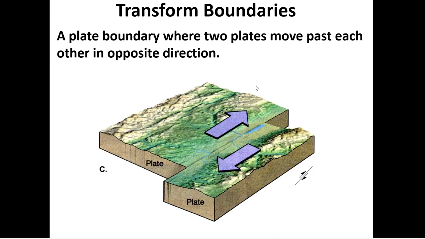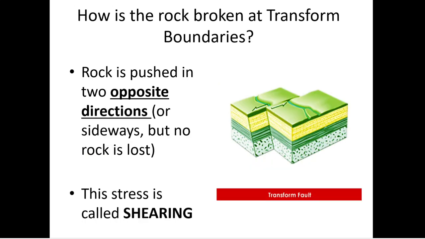All right, last one is our transform boundaries. And this is a plate boundary where two plates move past each other in opposite directions. And we're very familiar with this here in California. So now instead of hitting each other or moving away from each other, now we're having them just go back and forth like cars, right?